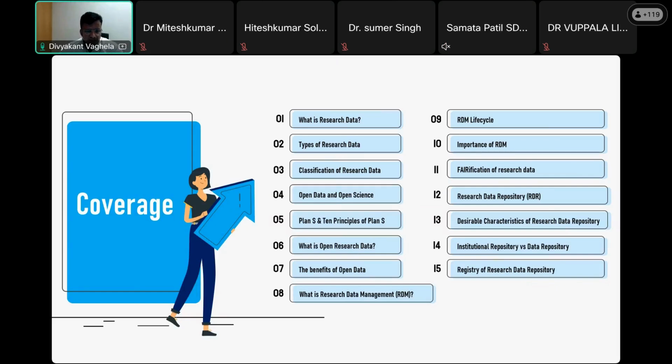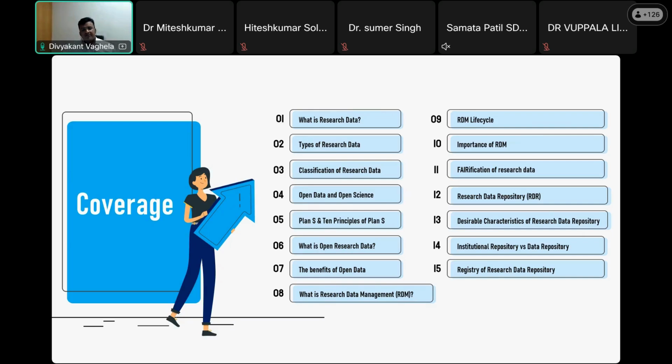To cover all these topics, including research data management: what is a research data management plan, what is the research data management life cycle, the importance of RDM, then verification of research data, and what is an RDR, that is, a research data repository. Then what should be the characteristics of a research data repository, and the difference between IR and DR, which is a minor difference, but I will cover it. Then the registry of research data repositories, that is re3data, wherein you can find the repositories available across the world and for all the disciplines.